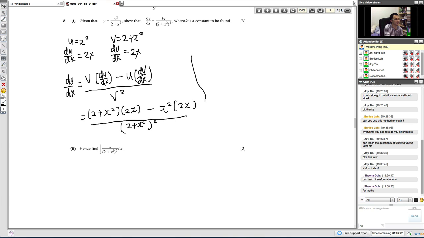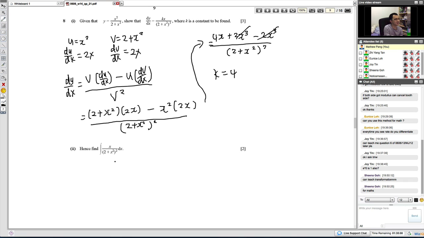Okay, then we just solve it. So 2x multiply 2 is 4x plus 2x cubed minus 2x cubed. Simplify, no more, over (2 plus x squared) squared. Alright, we already got it. So basically k equals 4. So it's 4x over this thing, right? Which is dy/dx. Just 3 marks.